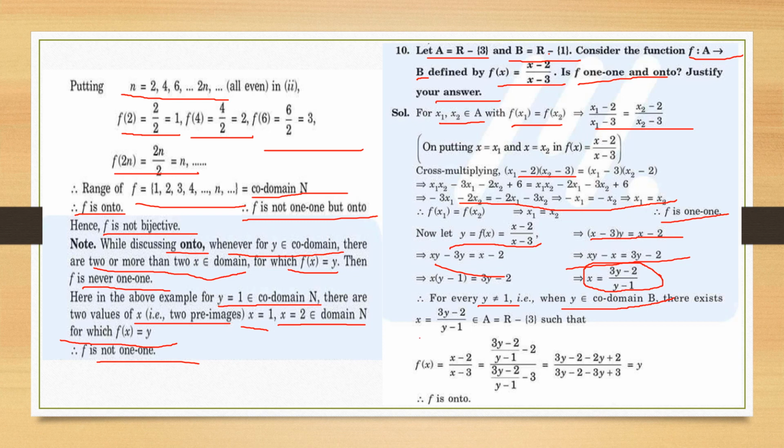So there exists x = (3y − 2)/(y − 1) belonging to A, that is R − {3}, such that f(x) = y. Now take f(x) and put this value of x. If it gives you y, then the result is proved. So f(x) is this. Now put your value of x here: (3y − 2)/(y − 1) − 2 over (3y − 2)/(y − 1) − 3. Take LCM and you will get y. So f(x) = y, so we get the function is onto.